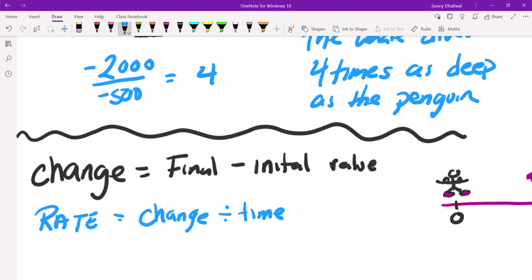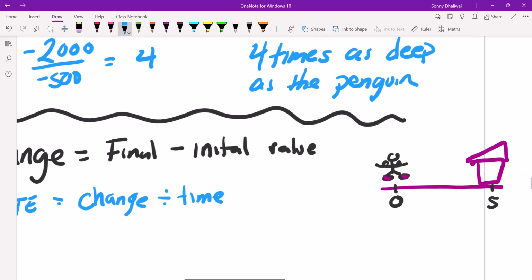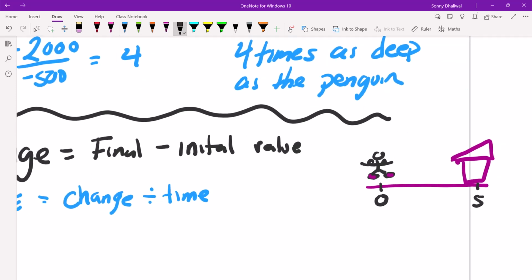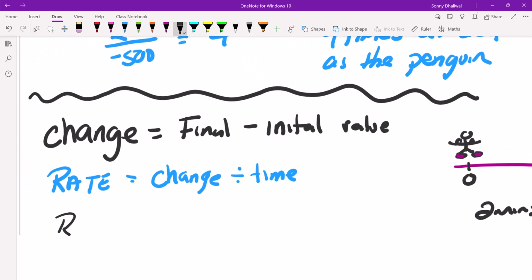So here, in our example, we can say Lucas jogged there in 5 minutes. No, let's say Lucas jogged there in 2 minutes. He's really fast. So what would his rate be? His rate would be our change, 5, divided by 2 minutes, which is 2.5.